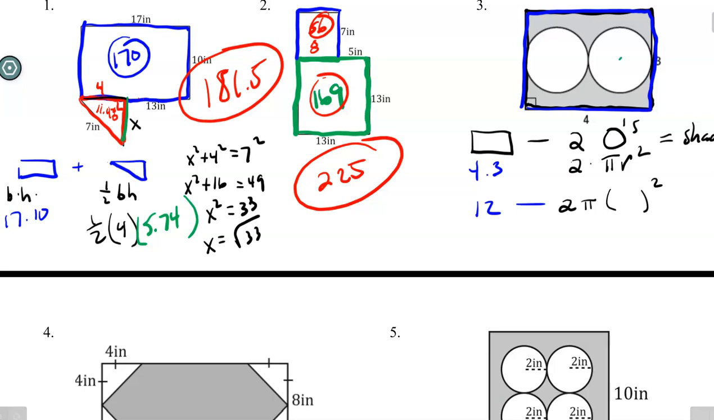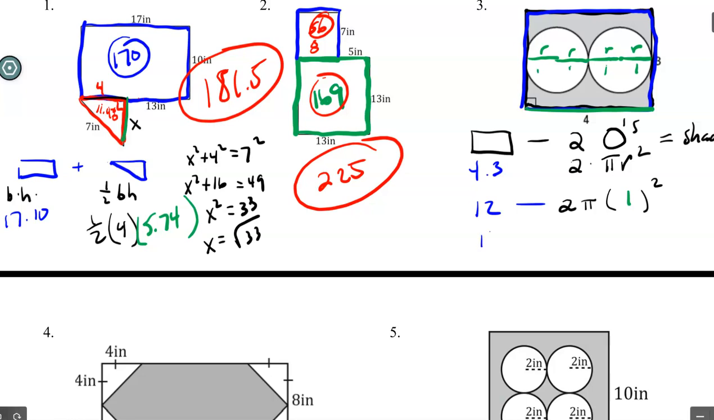Well, one radius would be right there, and this would be another radius, and this would be another radius, and this would be another radius. So basically, 4 radiuses make up this distance of 4, which tells me that each radius has to be 1. 1, 1, 1, 1 will give me 4. So the radius is going to be 1, and now we need to crank this out.